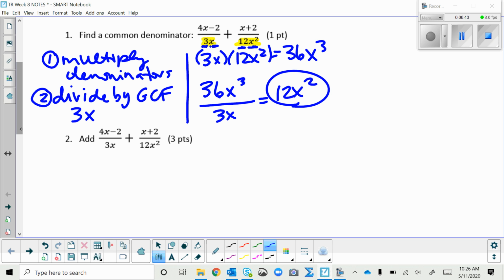So looking at this first fraction, I'm trying to get the 3x to be 12x squared instead. So I have to multiply the top and bottom by the same thing.